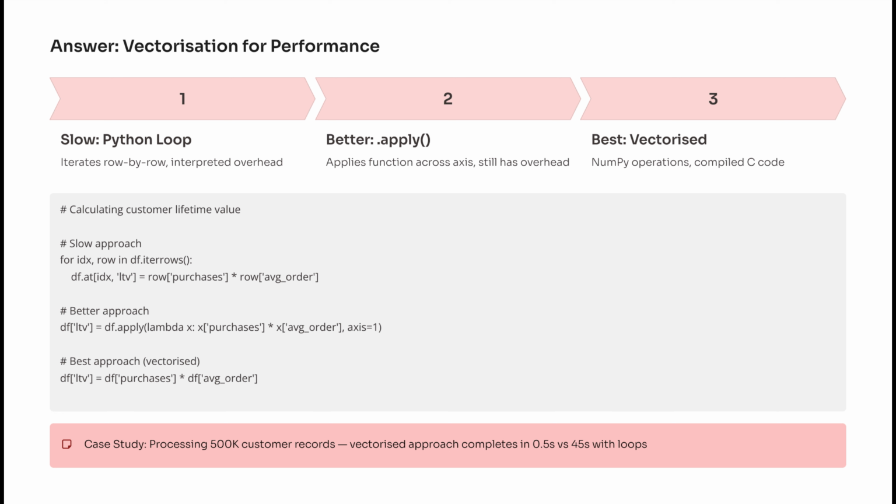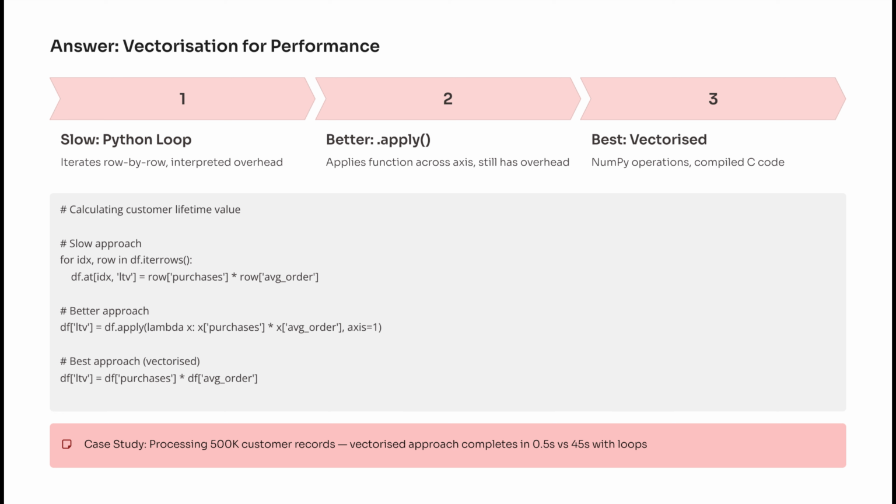Say you're calculating the lifetime value of customers based on how many purchases they've made and their average order amount. Now, here are 3 ways to do it. First, the slow way. You write a normal Python for loop that goes through each row one by one, multiplying purchases by the average order value. That works, but it's painfully slow. In our test, 500,000 rows took about 45 seconds to finish.